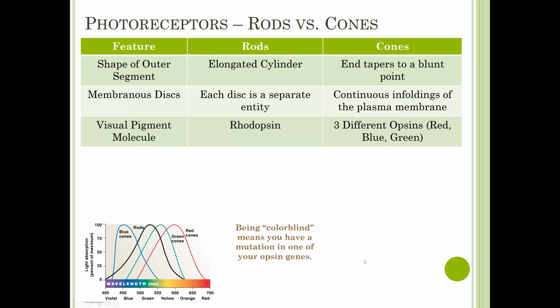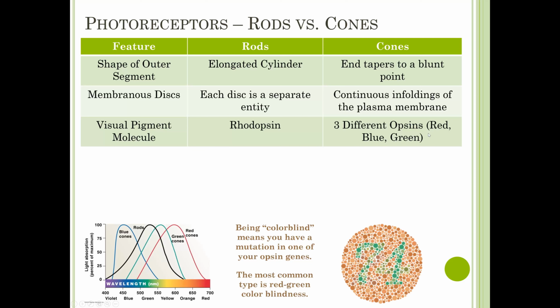If you've heard of someone being colorblind, that means they have a mutation in one or more of these 3 opsin genes. The most common type of color blindness is red-green color blindness, in which there is a mutation in either the red opsin or the green opsin. If you have red-green color blindness, you could not see the number 74 here that is in green on a red background. It would just look all the same to you.